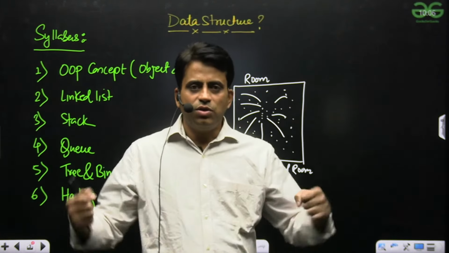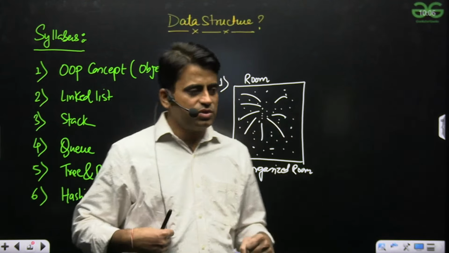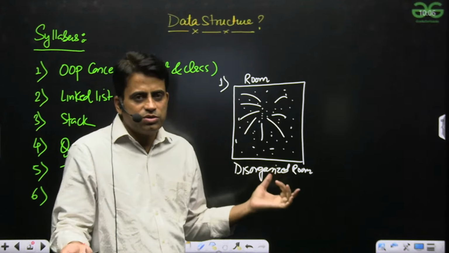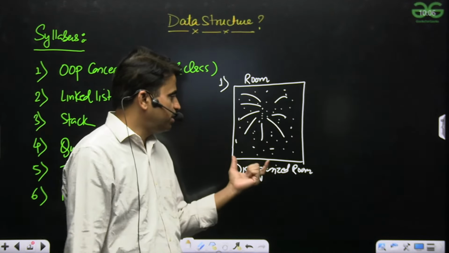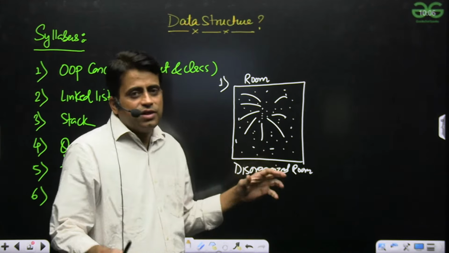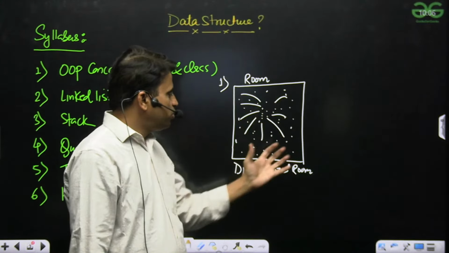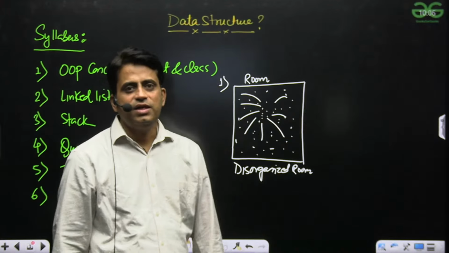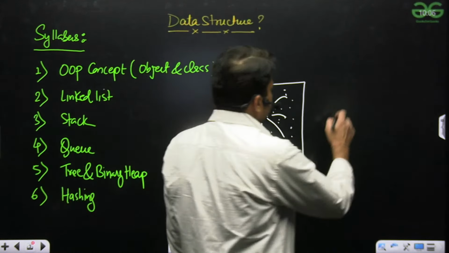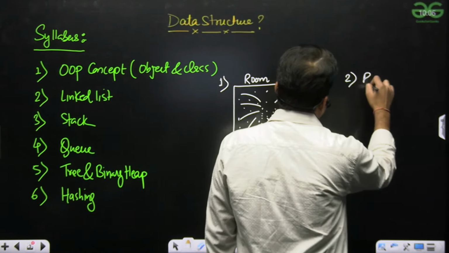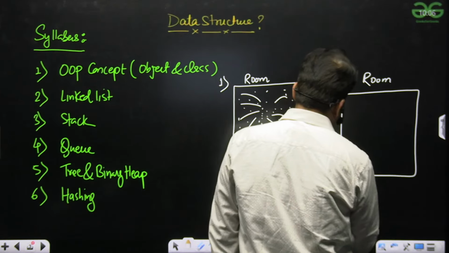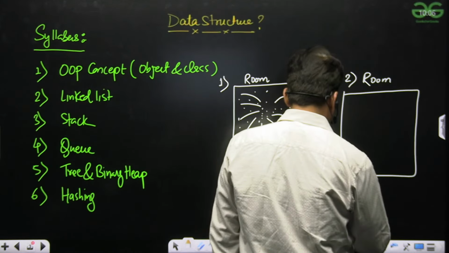In the first scenario, you dump all household items. If you are a student, then we can say your books, your clothes like shirt, t-shirt, pant, jeans, and utensils. You dump everything randomly in this room, so this is a disorganized room. And now the second scenario: here you arrange all things in a proper manner. This is an organized room.